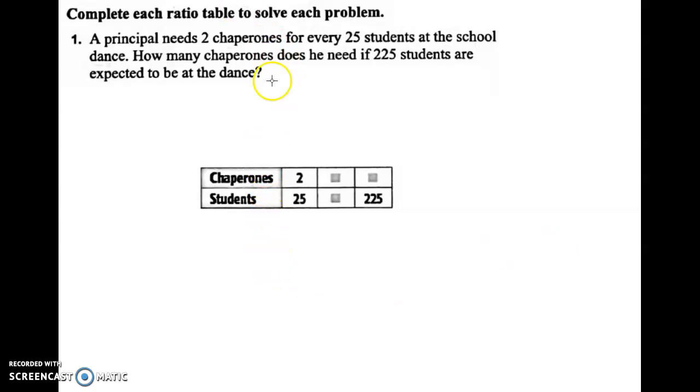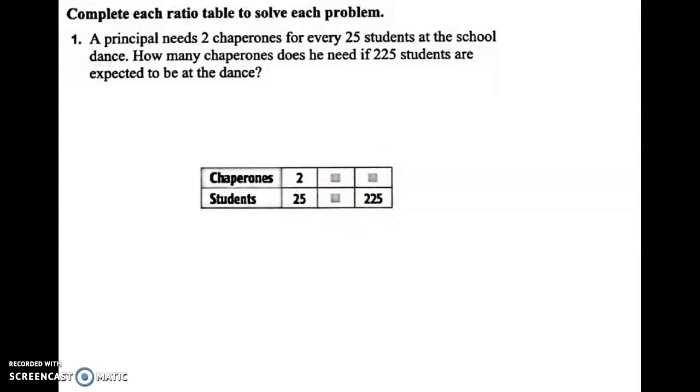So what we have to do is we have our rate right here. We have 2 chaperones for every 25 students. And we need to figure out how to turn this number into 225 and then what this number is going to be right here. So actually this table gave you an empty spot here. I guess that's if you want to get the unit rate, and the unit rate would mean I turn this into 1.